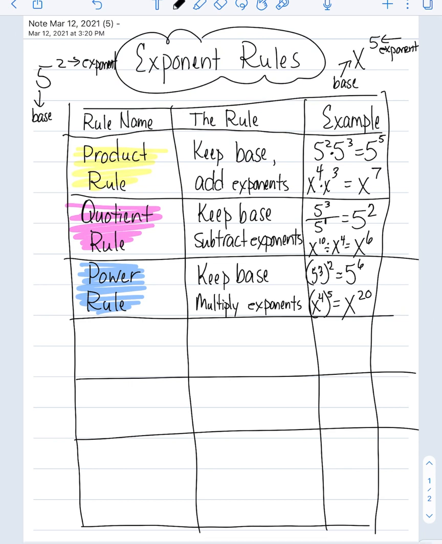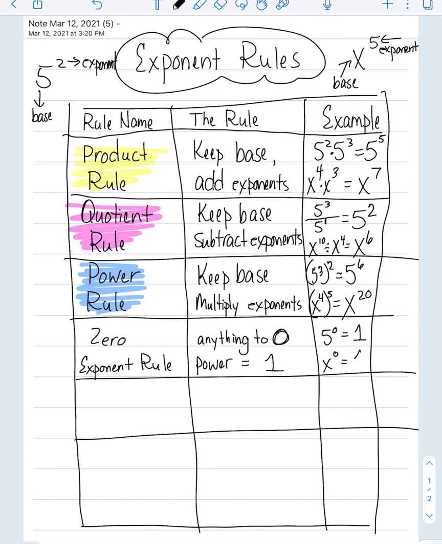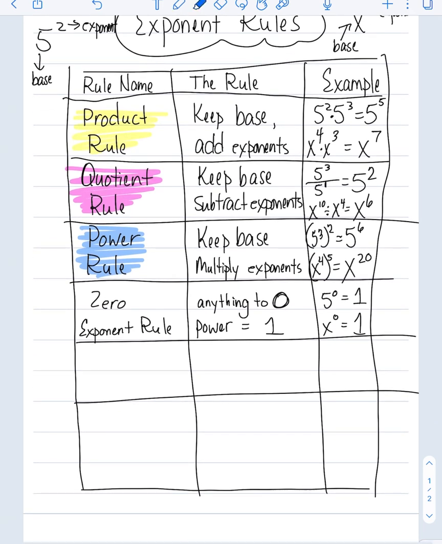All right, so the next rule we want to look at is called the zero exponent rule. Anything to the 0 power equals 1. So if I had 5 to the 0 power, my answer is 1. If I have x to the 0 power, my answer, or my value, is 1. So that's the 0 power rule.